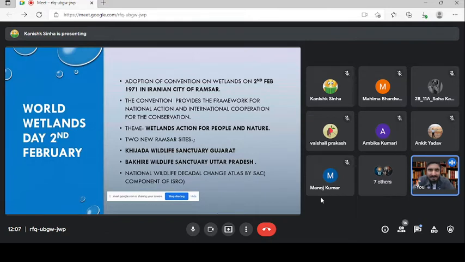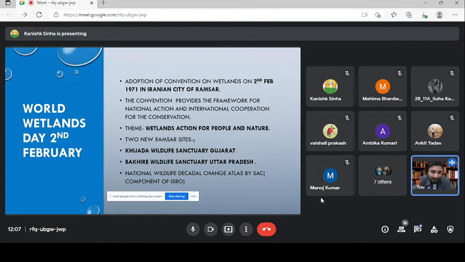In a similar manner, we have the Convention on Wetlands, which provides the framework for national action and international cooperation for the conservation of the world's wetlands. This convention was adopted on 2nd February 1971, as a result of which we celebrate World Wetland Day every year. Okay, I did not get any response on which convention was used in the case of Kulbhushan Jadhav. You can Google it, guys.